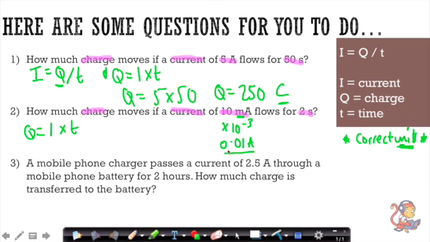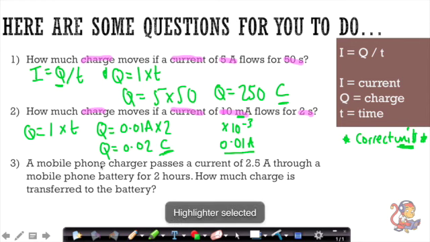And we can now put this into our equation. So Q equals our current 0.01 amps multiplied by 2, which is our time from over here, and that will give us a charge of 0.02 coulombs.